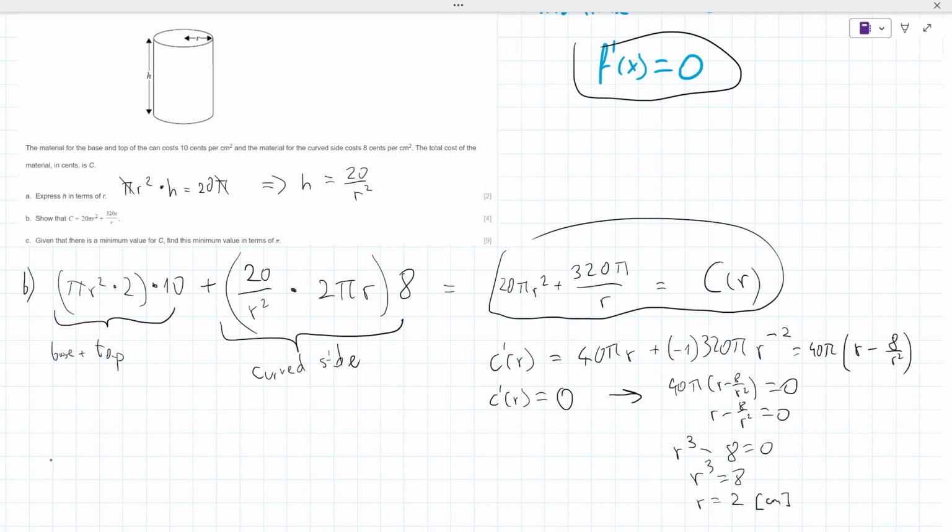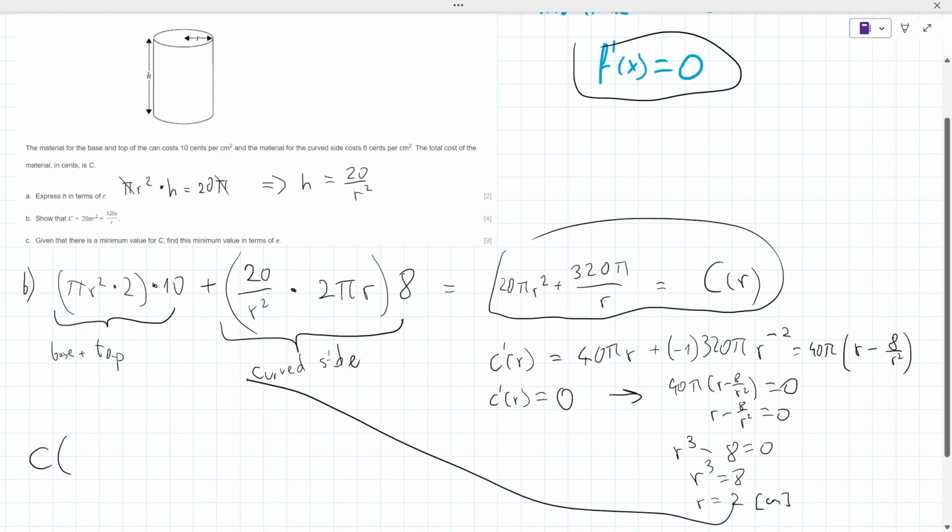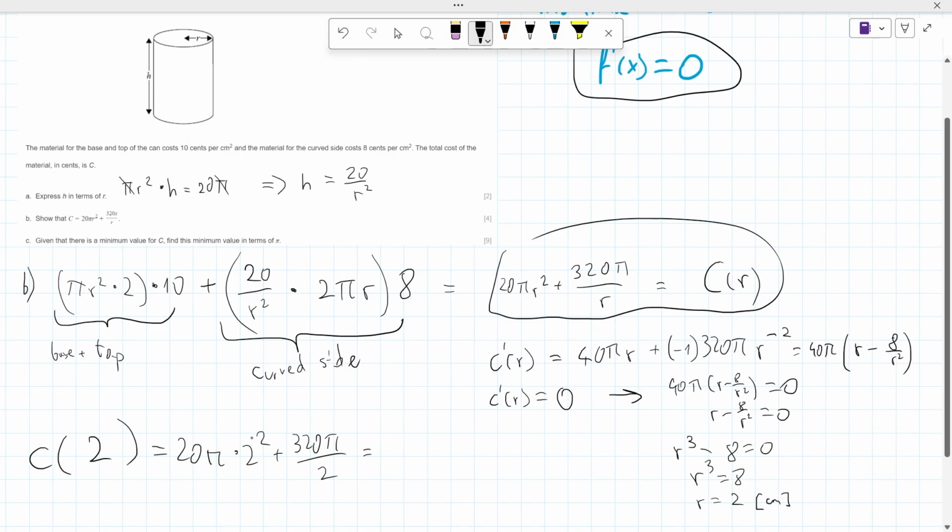And the very last bit is just plugging in this value of 2 centimeters into our function for the cost so that we get the value of this minimum cost. And this is then going to be 80 pi plus 160 pi, so 240 pi cents, because that was the unit of the cost.